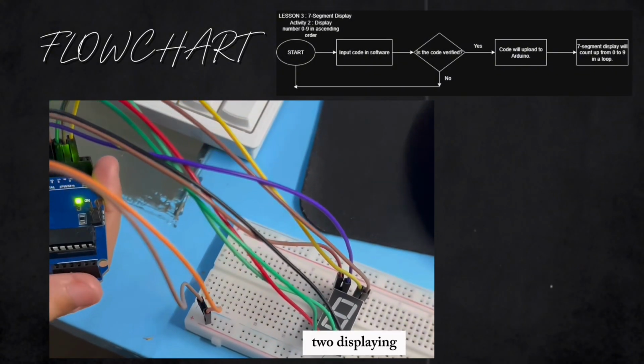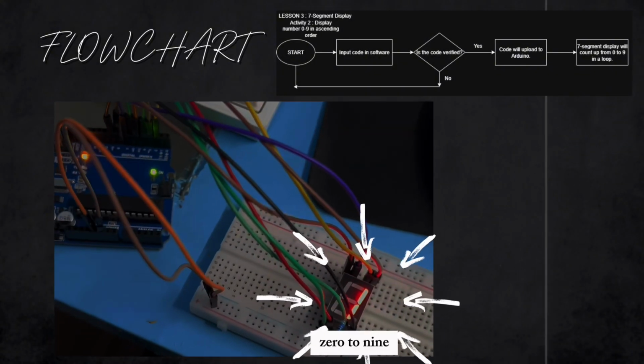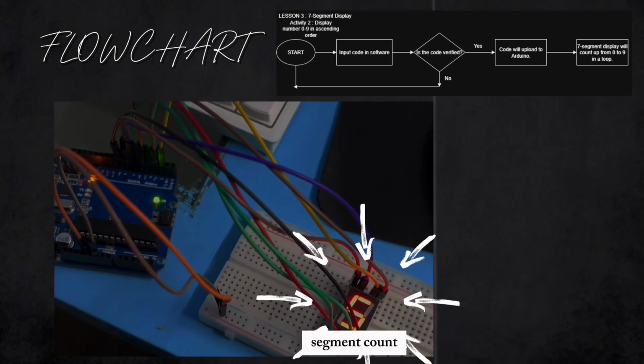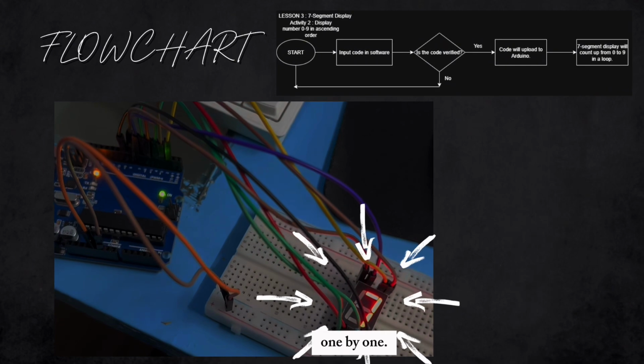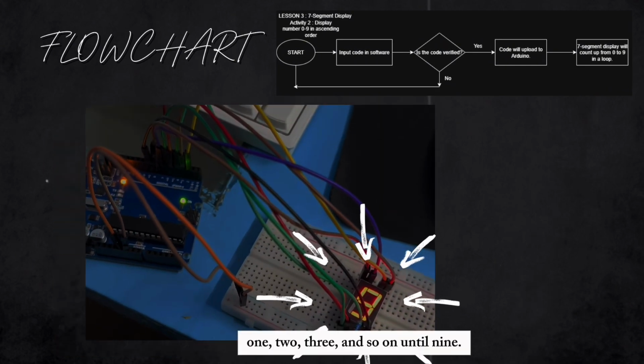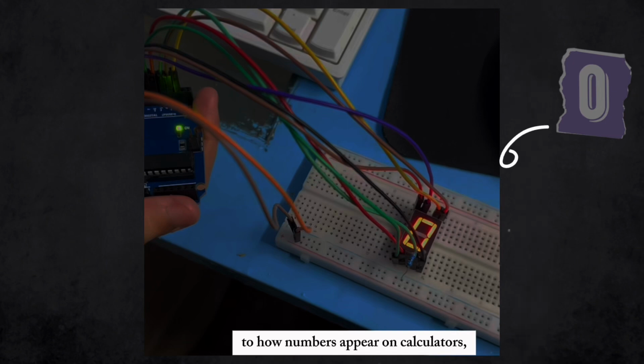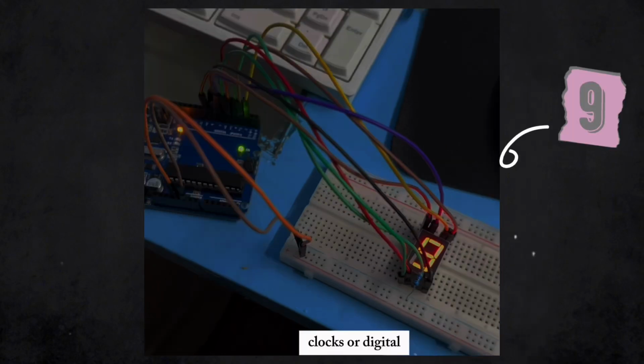Activity 2, displaying numbers 0 to 9 sequentially. We can make the 7-segment display count from 0 to 9 one by one. It goes 0, 1, 2, 3 and so on until 9. This looks very similar to how numbers appear on calculators, clocks, or digital devices we use every day.